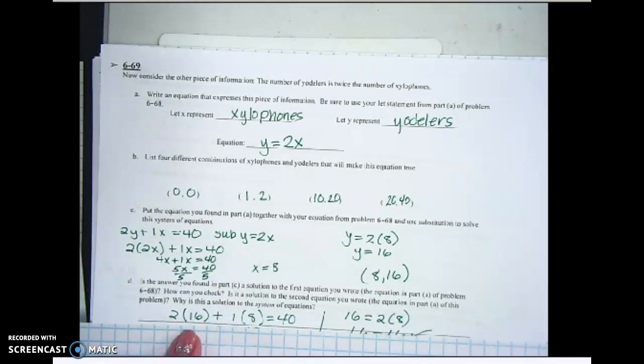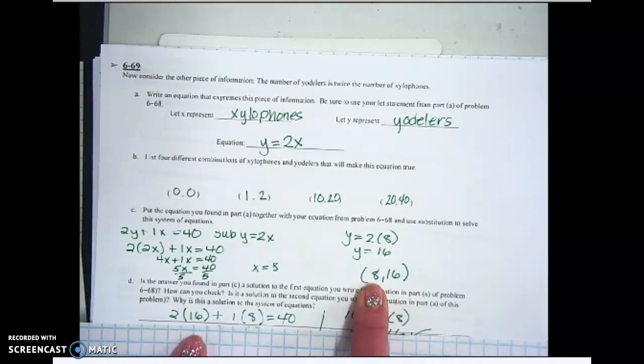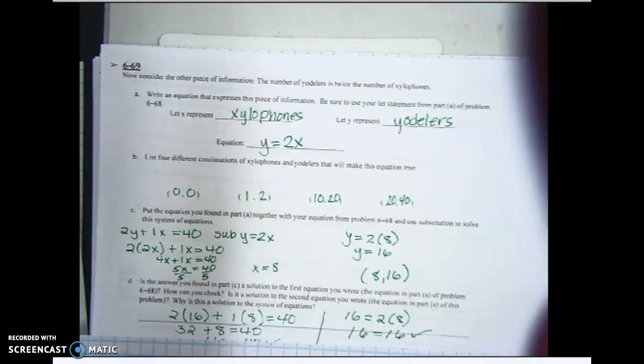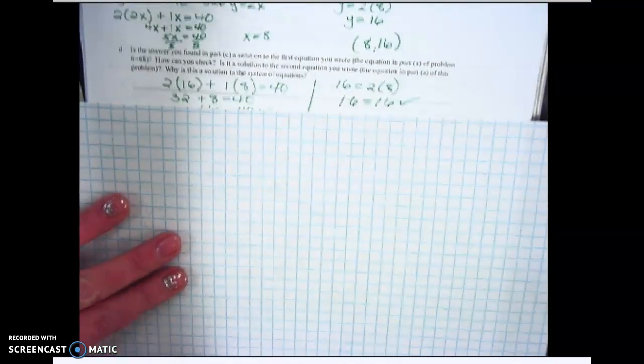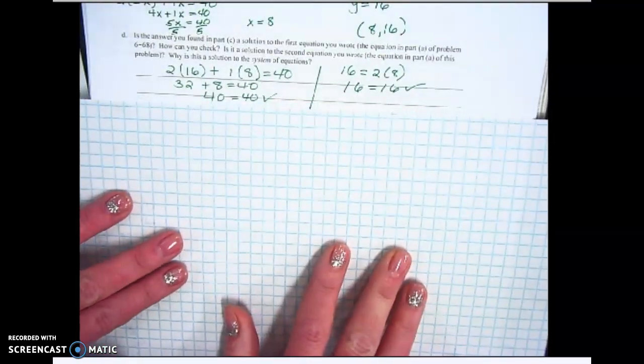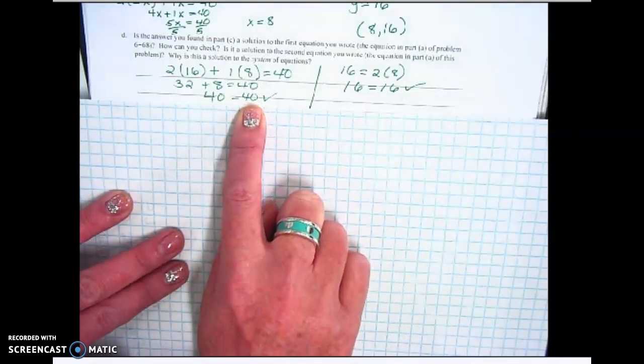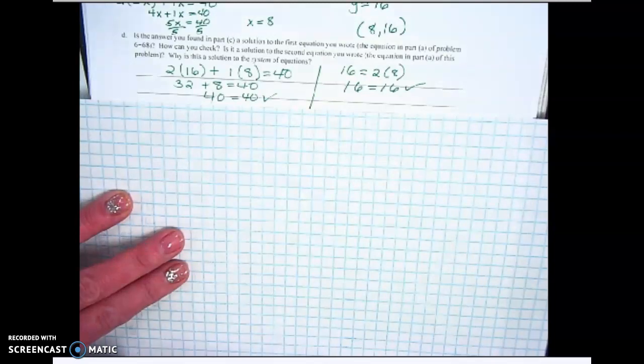All right, so here's what it looks like. We're going to plug in the 16 for y, we're going to plug in the 8 for x, and we're going to see if it's true. So 2 times 16 is 32, 1 times 8 is 8, and 32 plus 8 is 40. Does 40 equal 40? Yes, we like 40 equals 40.